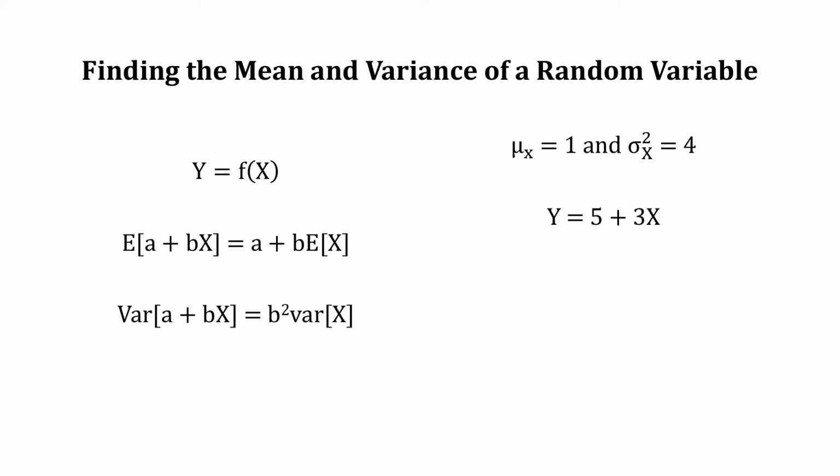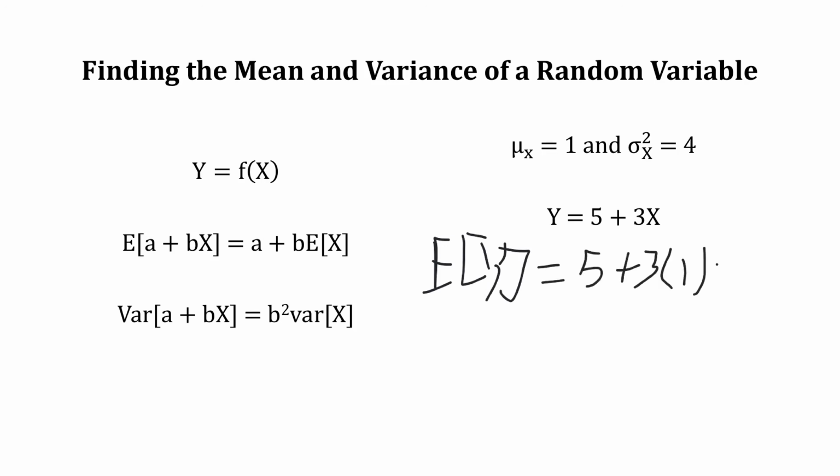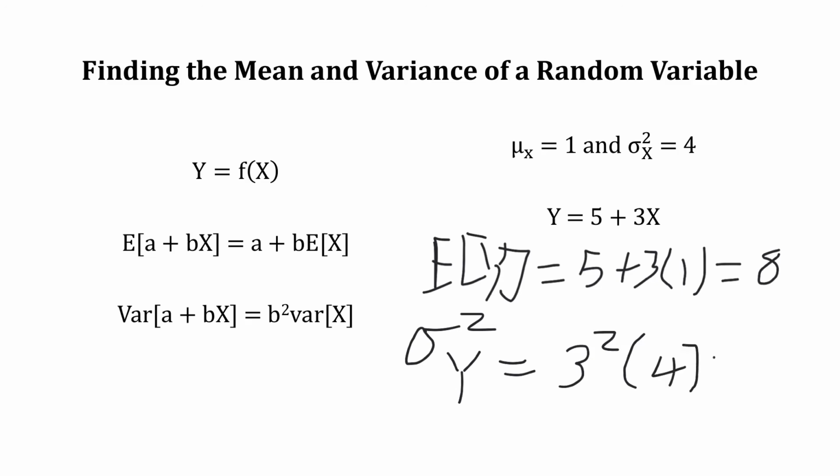Suppose the expected value of x is 1 and the variance is 4, and y is a linear function of x. Here a is 5 and b is 3. So the mean of y is equal to 5 plus 3 times the mean of x, or 8, and the variance of y is equal to 3 squared times the variance of x, or 36.